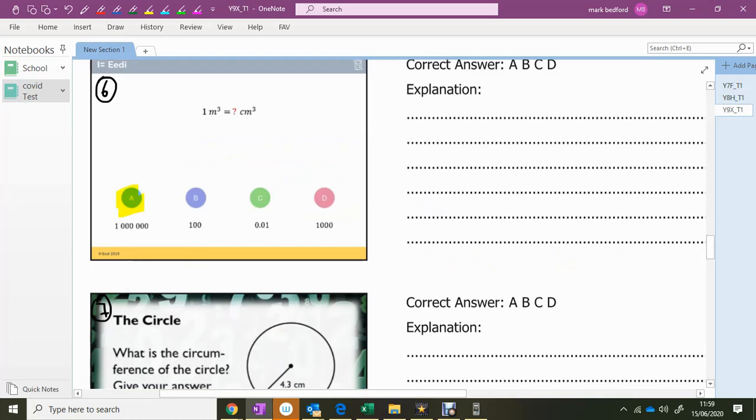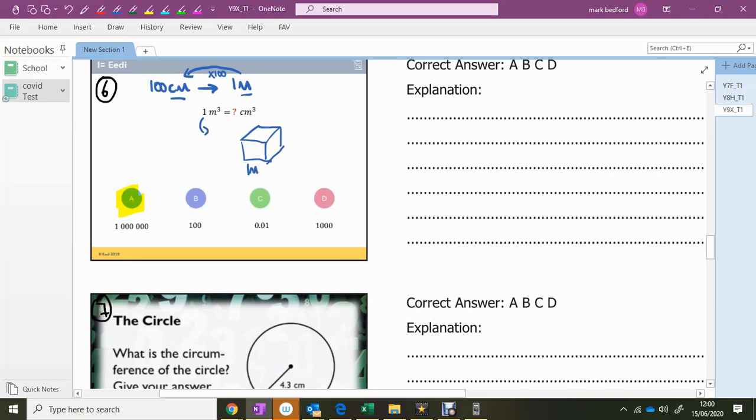On 6, we're asked to change 1 meter cubed into centimeters cubed. Again, from our lengths, we know that 100 centimeters is 1 meter. We also know that to change from meters into centimeters, we need to multiply by 100. Right, similar thing to the one before. Sketch out a cube. 1 meter goes back by 1 meter, has a height of 1 meter. Change each of those into centimeters.